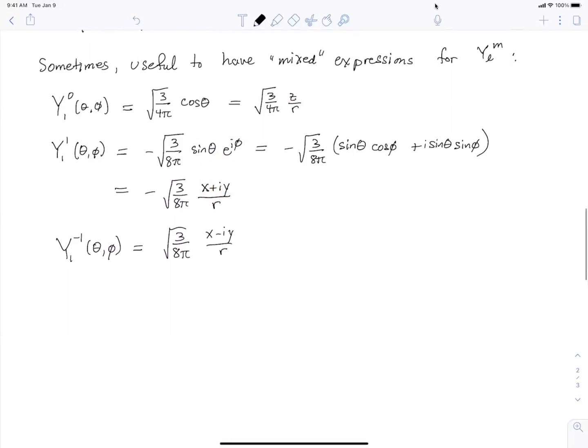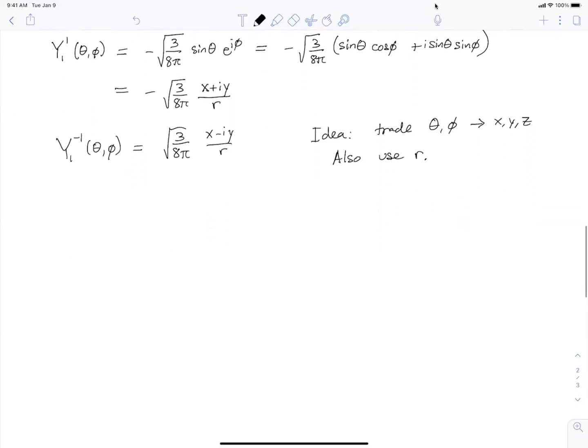So the idea is to trade theta and phi for x, y, and z, and then also use r to get the dimensions right, because theta and phi are dimensionless, but x and y have dimensions of length. So anytime I use an x, y, or z, I'm going to divide by r.